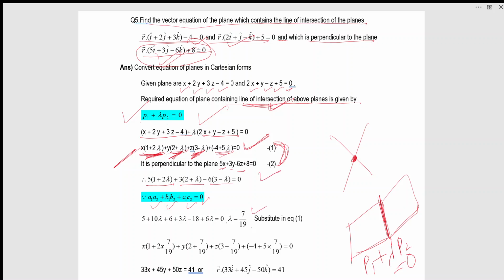You will solve. You will get the value of lambda. You will put in one of the equation. One में put कर दो या यहाँ put कर दो, and you will get the answer. Right? A very important thing, if the question is given in the Cartesian form, you have to write down the answer in the Cartesian form.